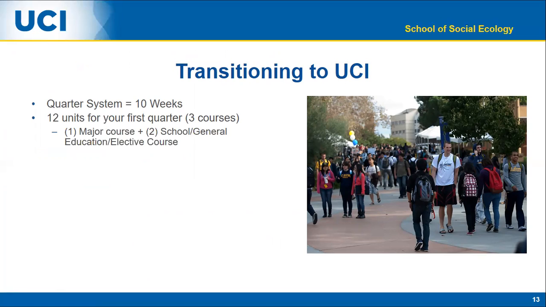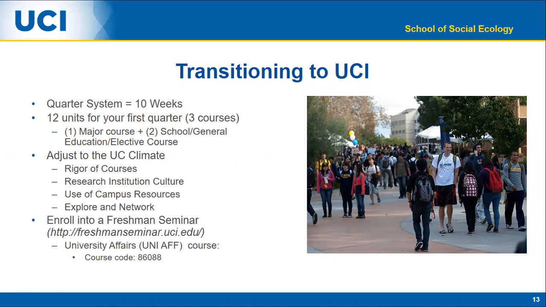For fall quarter, you're looking at 1 course towards your major or your school, and 2 general elective or school courses. Nothing too heavy, all lower division courses so that you can do really, really well your first quarter here at UCI. And we want you to adjust to being on campus. There are a lot of people, as you can see from that picture. The classes can be harder, and there is a big emphasis on research.